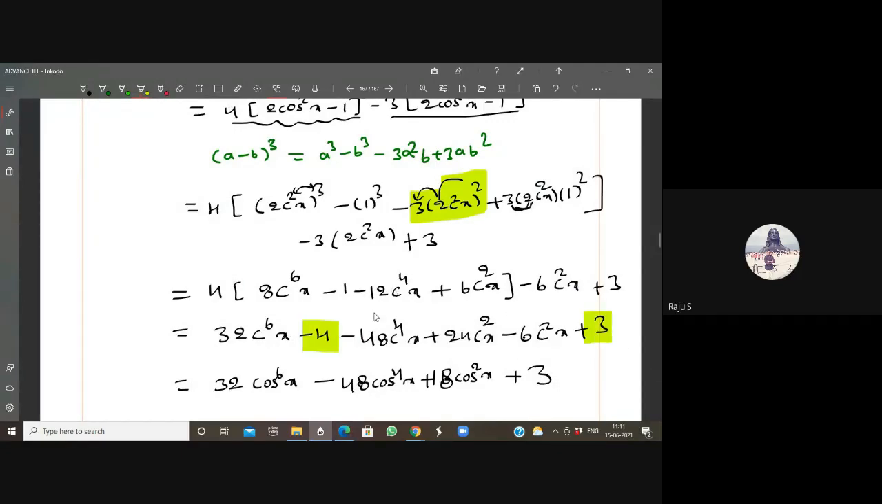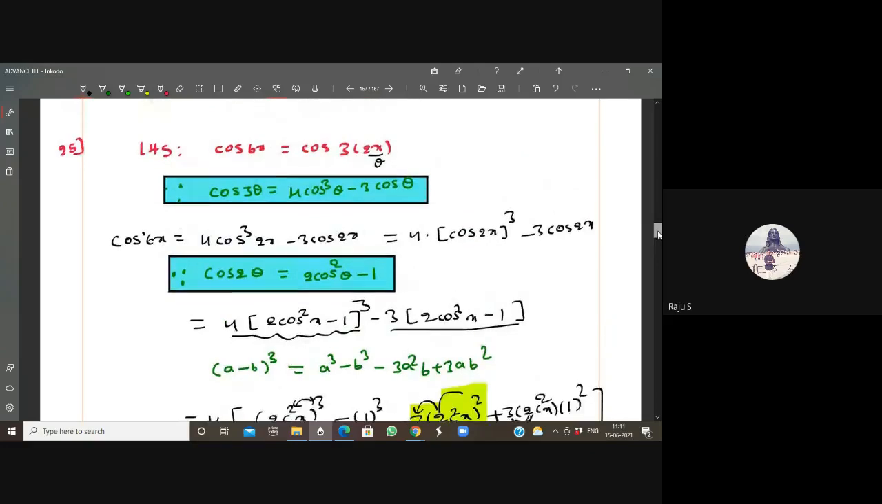So you should observe very carefully. Finally, we got minus 1, because minus 4 plus 3 is minus 1. Once again, what have we done here?